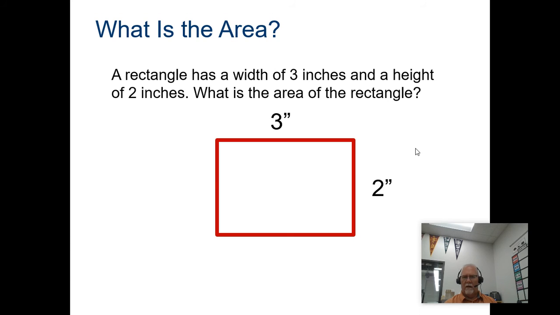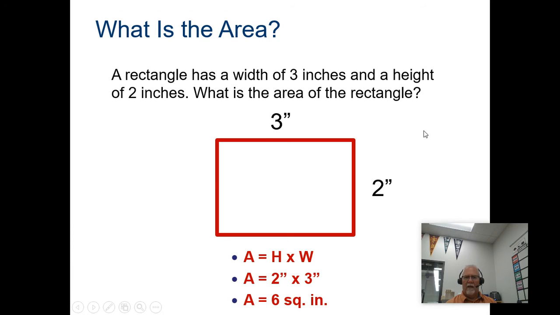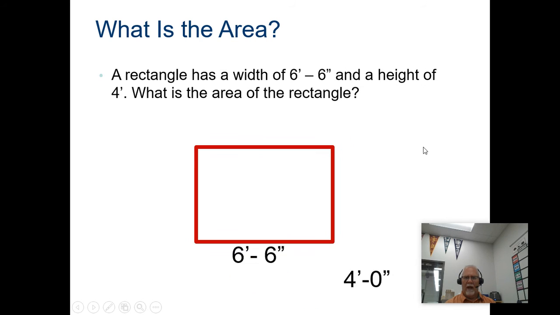3 and 2 means we have area is 2 times 3 gives us 6 square inches. Don't forget the square part of that. What if we have a mixed unit again? 6 feet 6 inches. Remember what we had to do with this guy? Convert that to decimal feet.